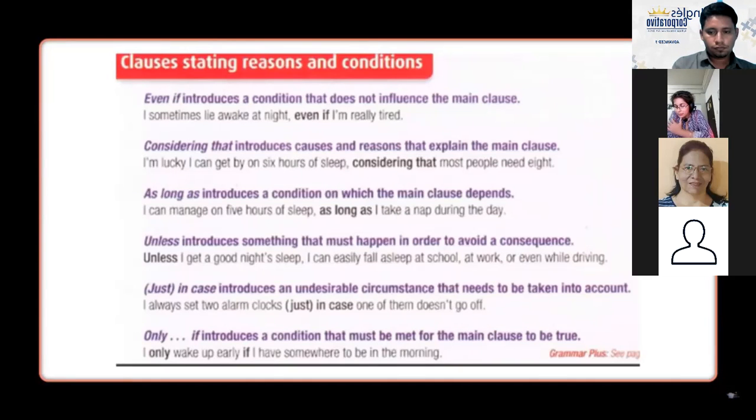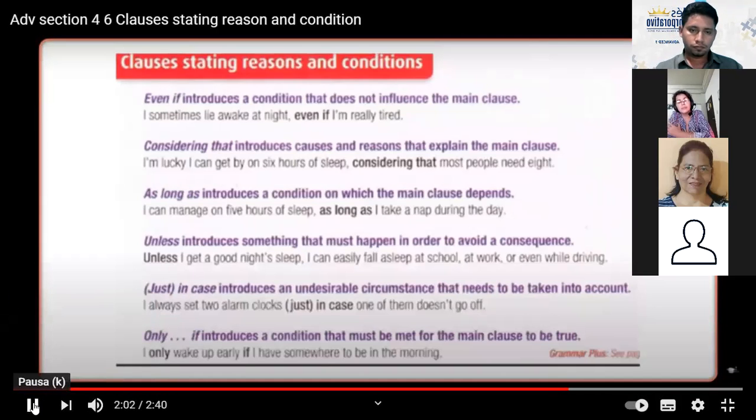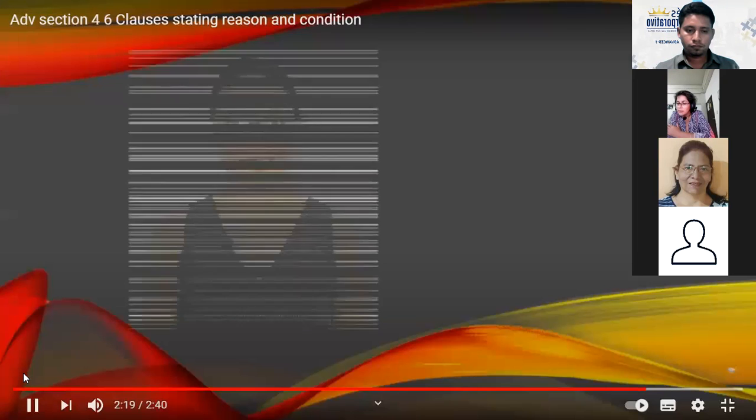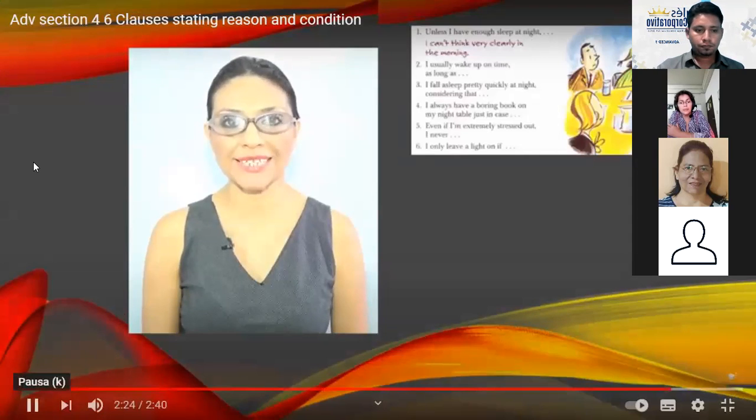Just in case, or in case, introduces an undesirable circumstance that needs to be taken into account. I always set 2 alarm clocks, just in case one of them doesn't go off. Or, I always set 2 alarm clocks in case one of them doesn't go off. Only if introduces a condition that must be met for the main clause to be true. I only wake up early if I have somewhere to be in the morning. Complete the following sentences with information about yourself, then share them in class.